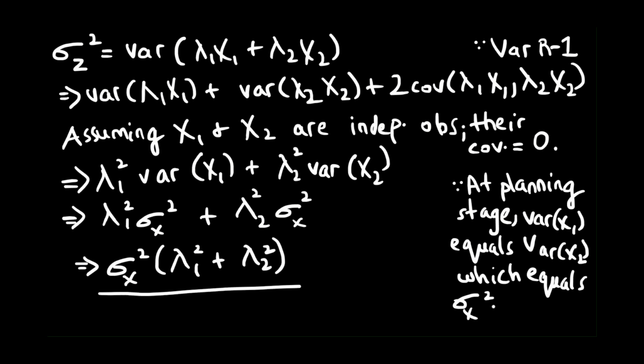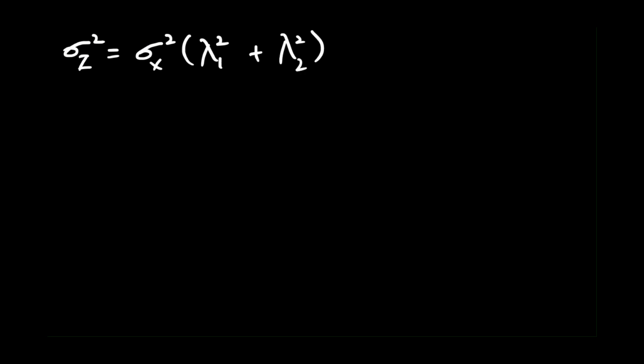Okay, now we are going to continue on the next slide. So this is what we had: sigma squared Z is equal to sigma squared X times lambda 1 squared plus lambda 2 squared. Okay, so far so good.